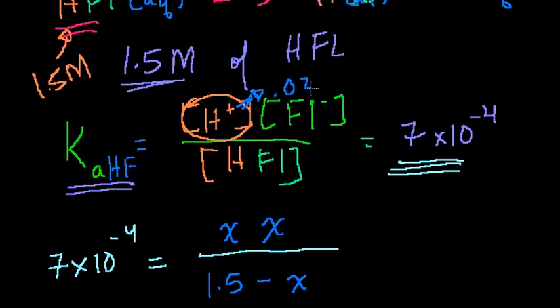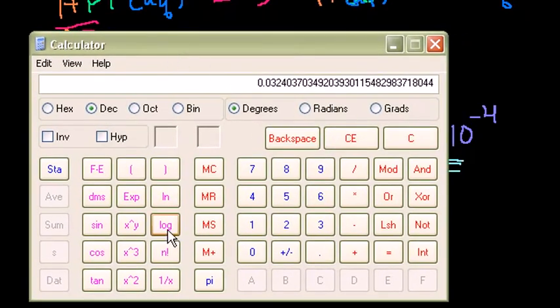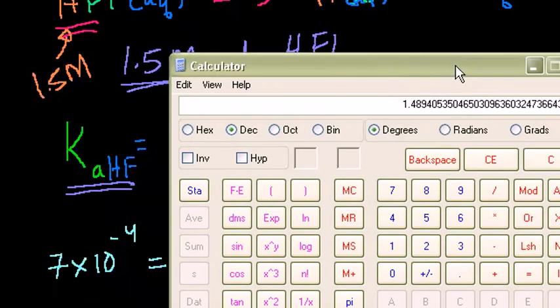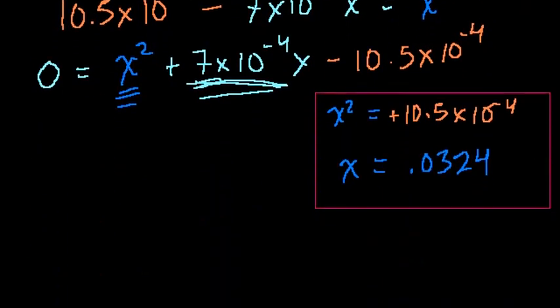So this is 0.0324. And if we want to figure out the pH, we just take the negative log of this. So let's do that. If you just press log, that's base 10. So you take the log, and we want the negative of that. So you just say minus 1.489, so about 1.49. So it's a pH of 1.49. But remember, I did that using my little simplifying assumption to not solve the quadratic equation.